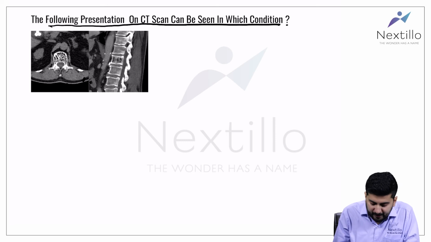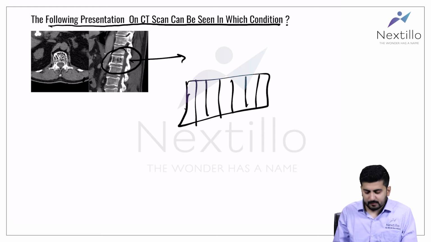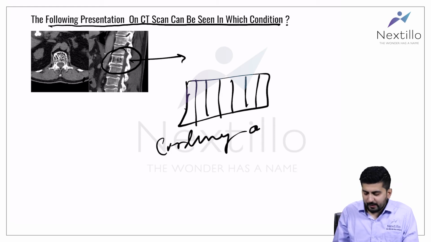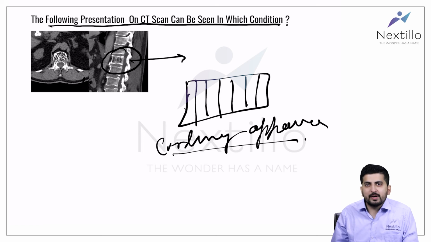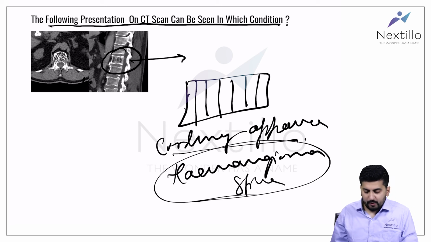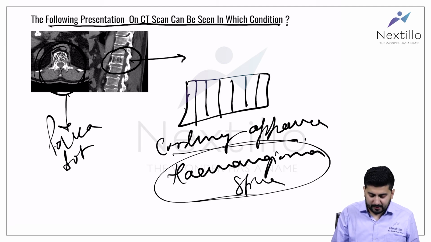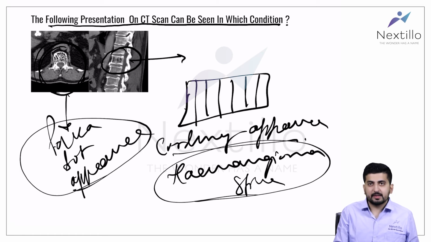Now, if you see carefully here, the vertebral body shows something like this. This is known as the corduroy appearance, and this is one of the characteristic features of hemangiomas of the spine. Now, hemangiomas of the spine can also represent something which is known as a polka dot appearance, which we can see here. This is like a polka dot, so this is known as a polka dot appearance.